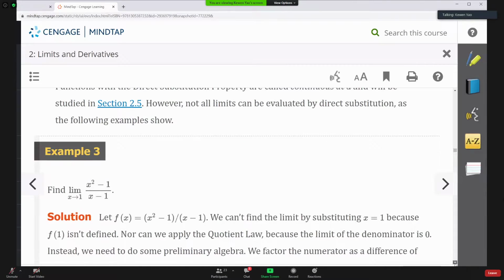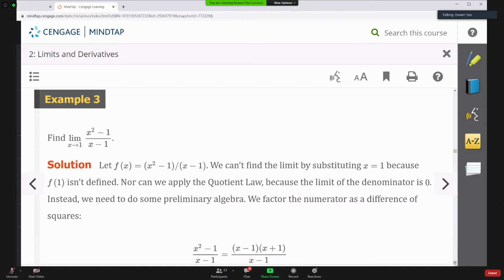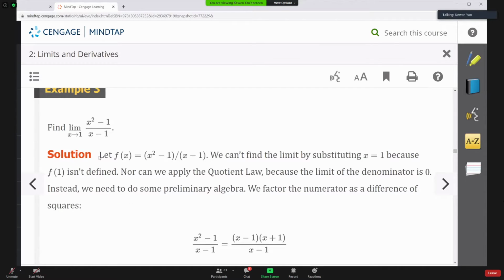Now, let's look at example 3. We want to find the limit of (x squared minus 1) over (x minus 1) as x approaches 1. Please find this limit by yourself. Can we use the direct substitution property for this? Ask yourself, can we or can't we? We can't. Why can't we? Because it will make the denominator 0. If you put 1 inside, let's see what happens.